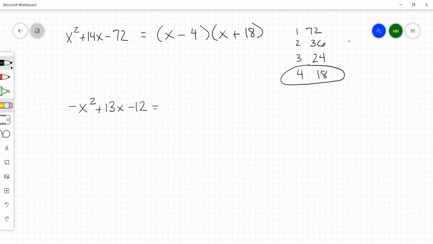All right, in this trinomial, where your a value is -1, the first thing you want to do is factor out a -1. So we're going to take out a -1 first. And then we've got x squared minus 13x plus 12.